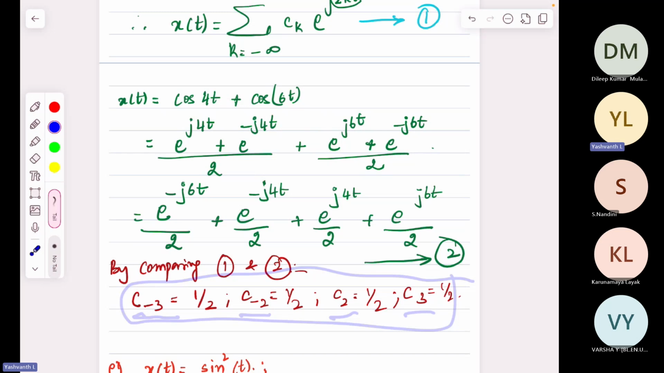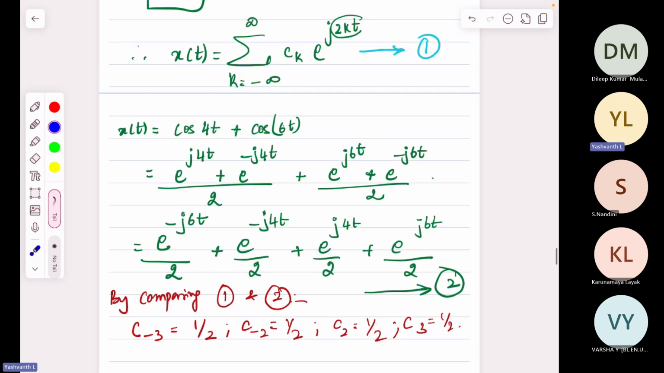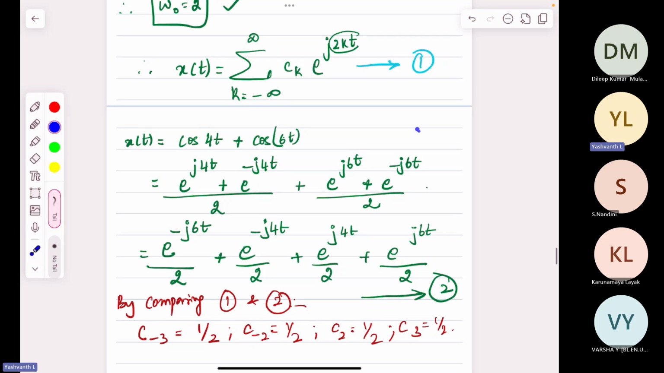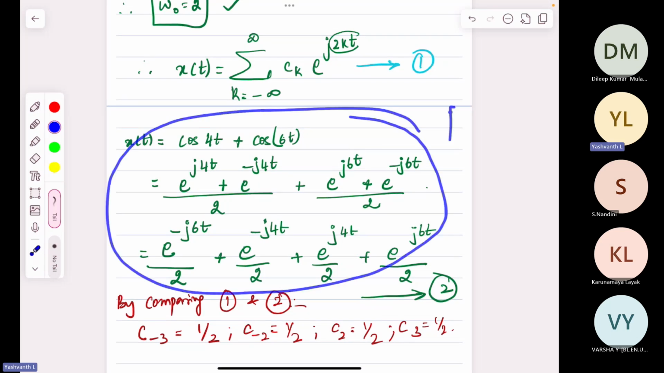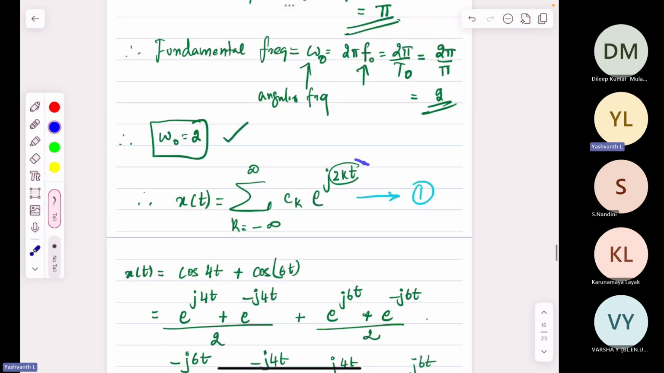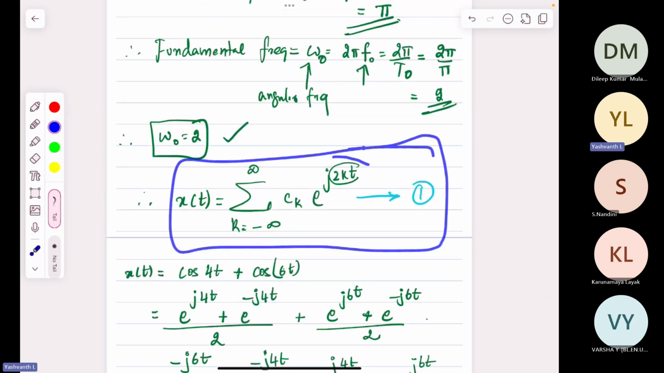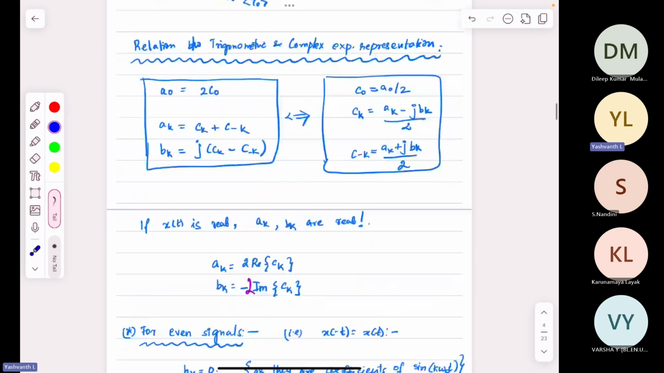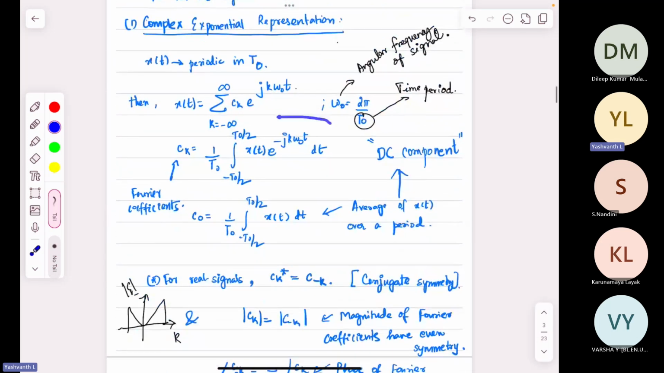Basically, what's happening here is a short trick using Euler's formula to find the Fourier series. Actually, after finding equation 1 and omega naught, in order to find ck, a systematic and correct procedure is to go back to the expression we did in the first part.